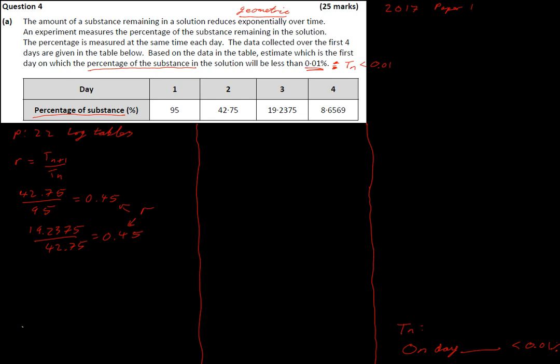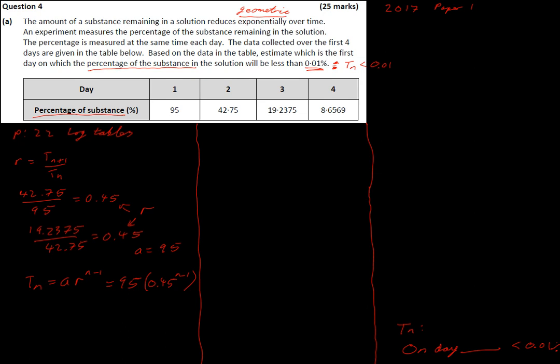I'm writing down my Tn for a geometric series. That's my formula, again on page 22 in our log tables. And A is just the first term, which is 95. So writing that down, I have 95 times 0.45 to the power of n minus 1. And what am I looking for? I'm looking for when that is going to be less than 0.01.